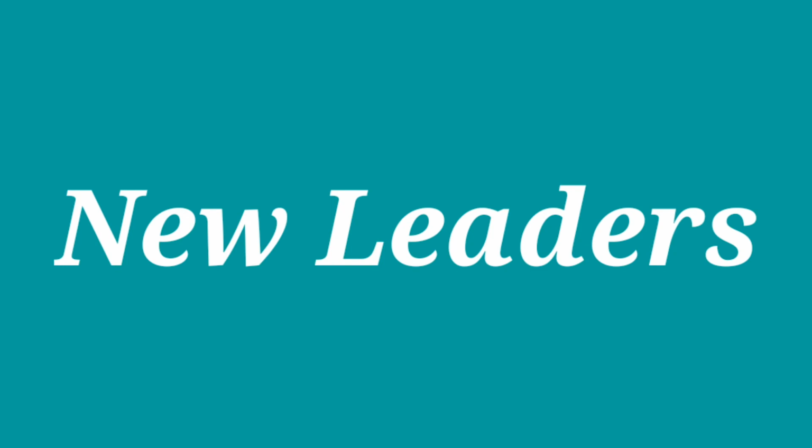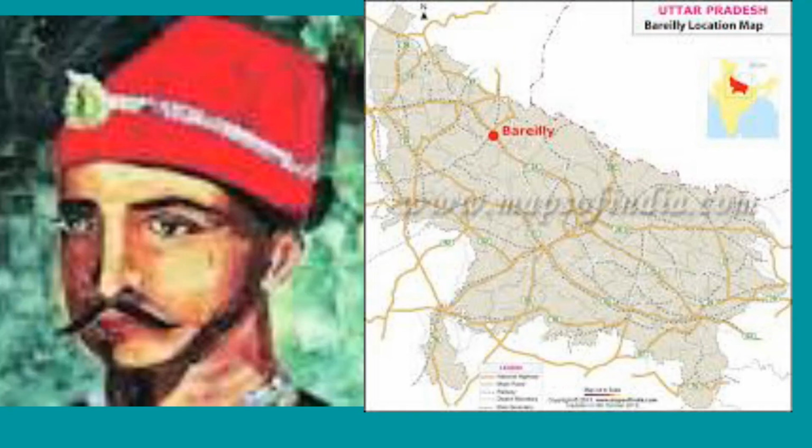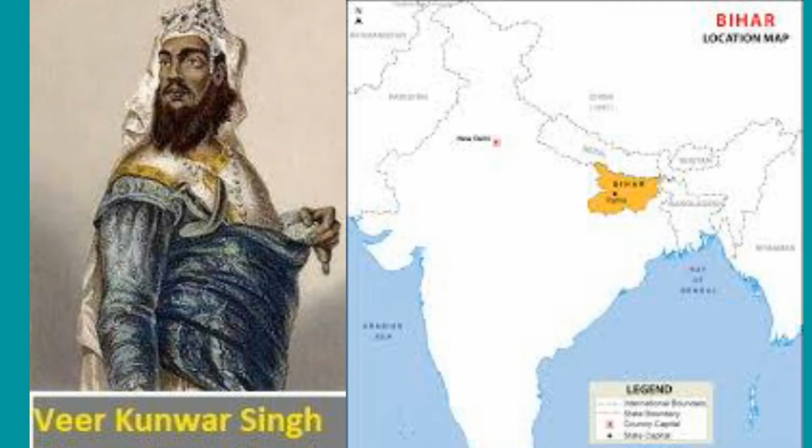As a result of the Great Revolt of 1857, we have got some important leaders also. For example, Ahmadullah Shah from Faizabad. The second one is Bakht Khan from Bareilly, and even Kunwar Singh. Kunwar Singh was actually a zamindar of Bihar, and these people became great leaders, and they successfully mobilized the people against the British.